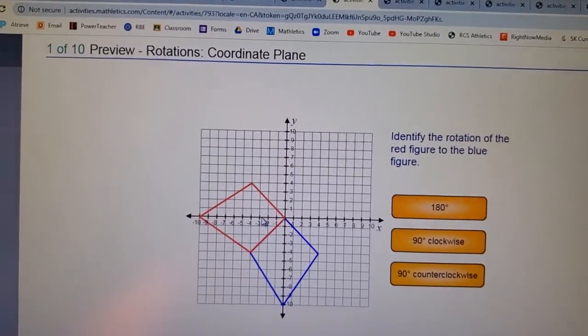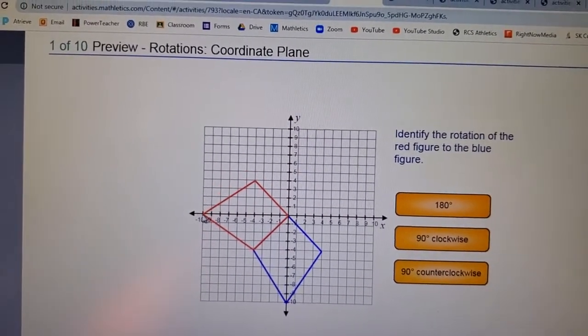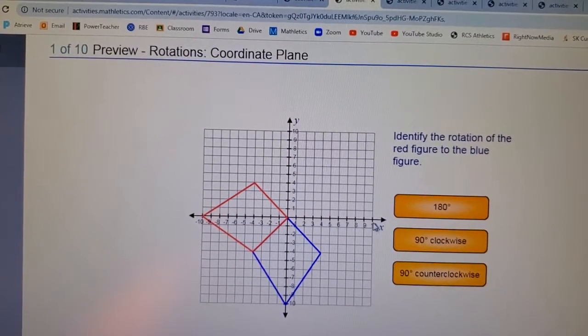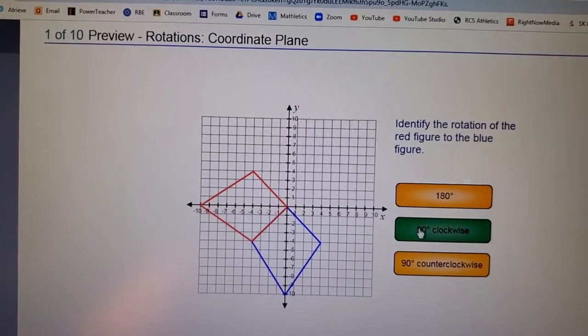If it had rotated all the way around to the other side, so this point, the blue point became over here on 10, then it would be 180. But it didn't go quite that far. It went half the way that far.